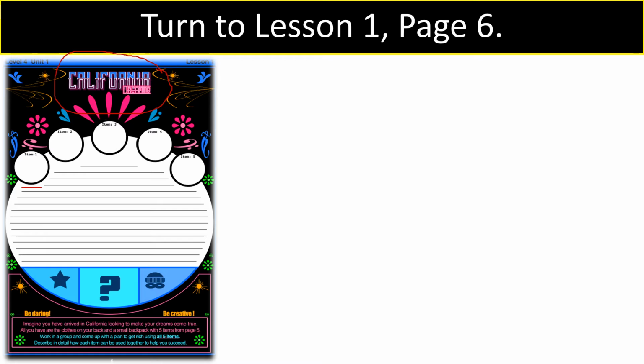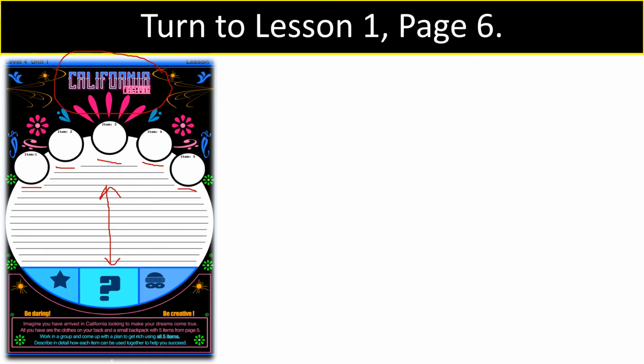We've got 5 circles, 1, 2, 3, 4, and 5. And in those circles, it says item 1, item 2, item 3, item 4, and item 5. What you're going to be doing there today is drawing pictures. And then over here, what you will be doing is writing. You're going to take the items that you see, and they're going to help you finish a written exercise today.